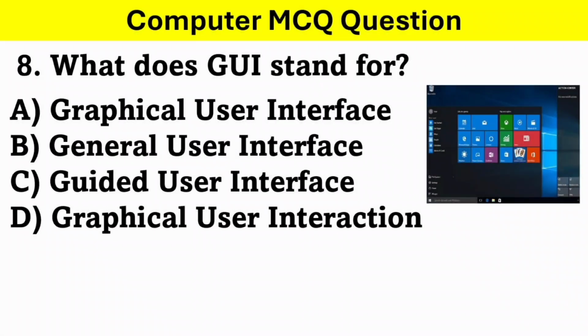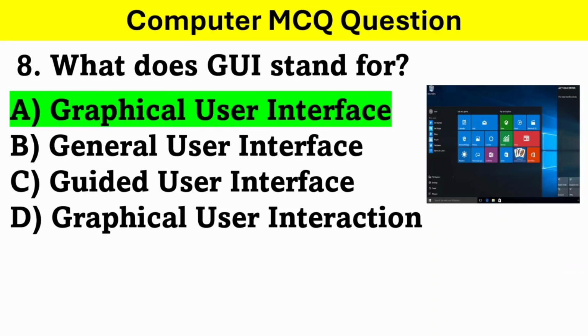What does GUI stand for? A. Graphical User Interface. B. General User Interface. C. Guided User Interface. D. Graphical User Interaction. The correct answer is Graphical User Interface.